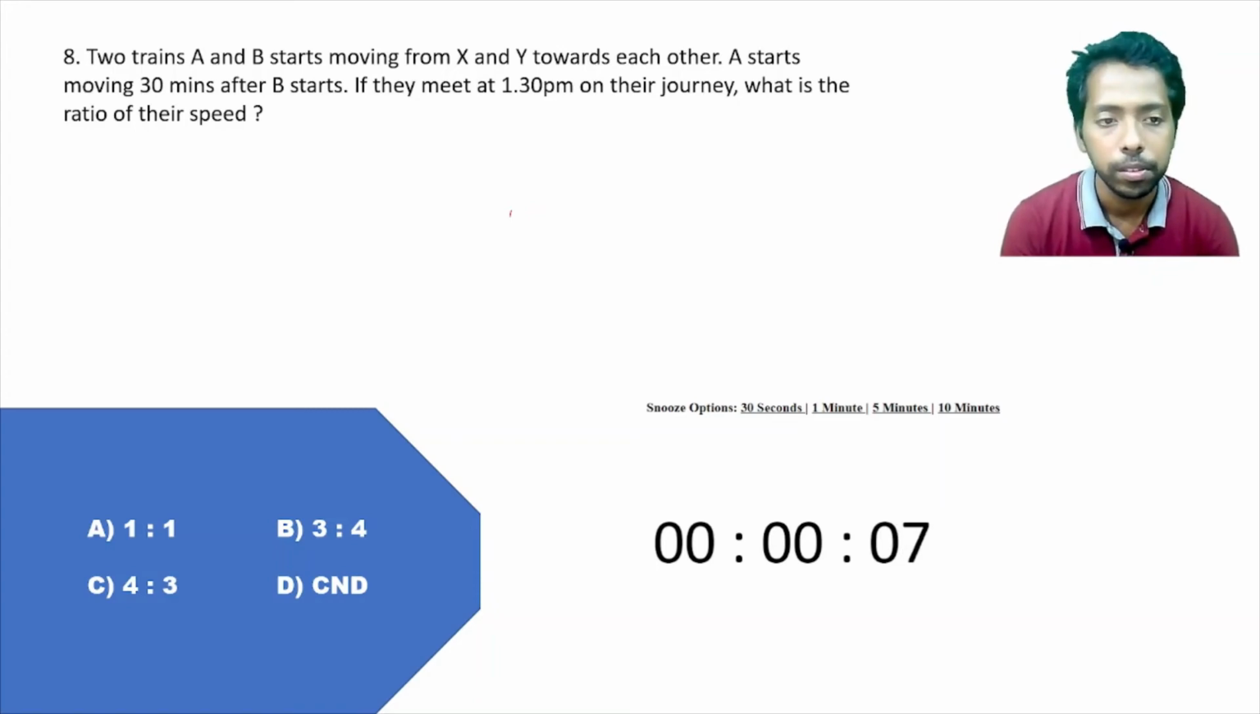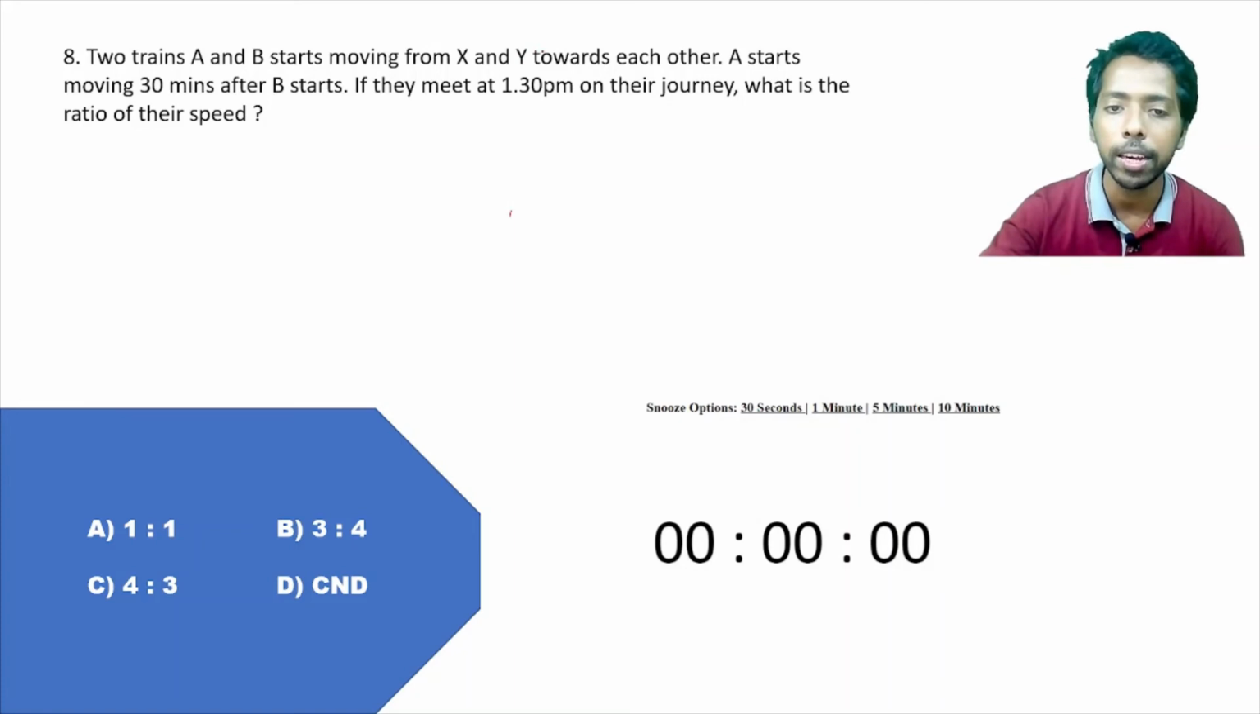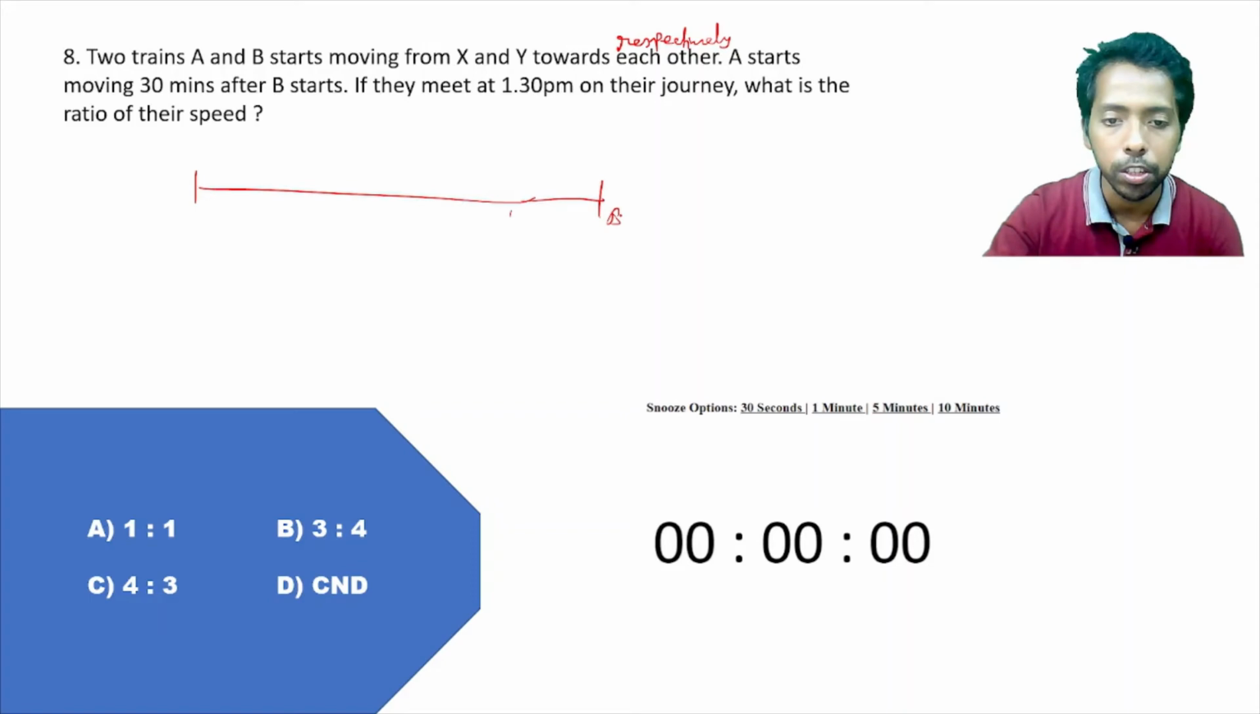Trains, two trains. Okay. Two trains A and B start moving from X and Y towards each other respectively. B starts from this point towards A, and A starts from this point towards B, and this is point X, and this is point Y. Now A starts moving 30 minutes after B starts. They meet on their journey at 1:30 p.m., that means supposedly they are meeting at this point.